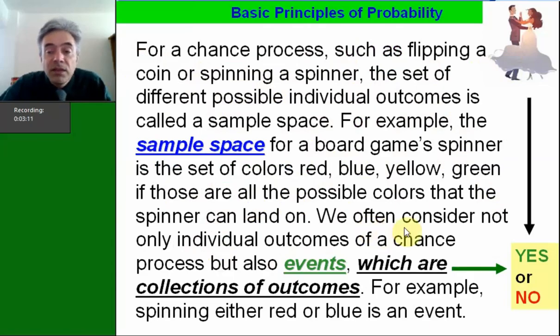We often consider not only individual outcomes of a chance process but also events, which are collections of outcomes. For example, an event in the case of the spinner here would be landing on red, blue, yellow, or green. The event here is her saying yes or no. So these are collections of the outcomes. For example, spinning either red or blue is an event if they only have 2 options, right? In the case here, we have only 2 options. She's going to say yes or no if you're asking her to dance.